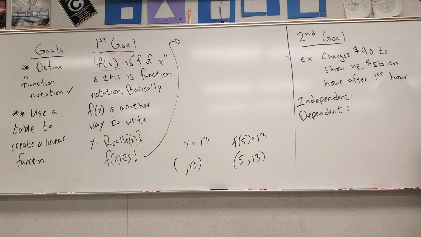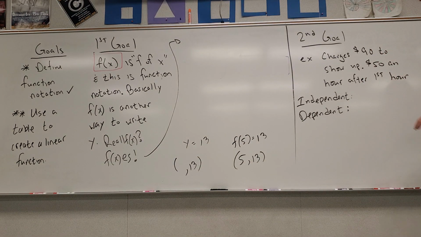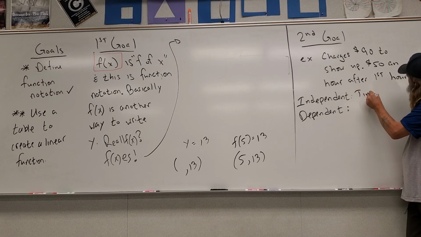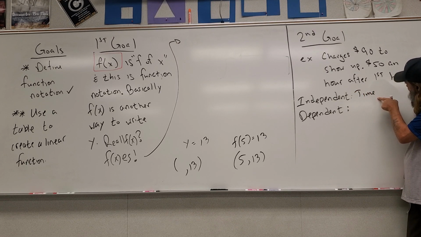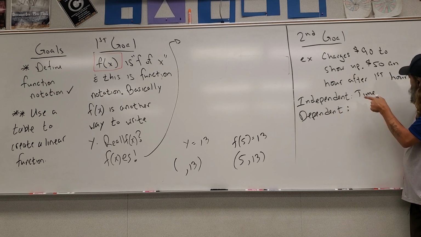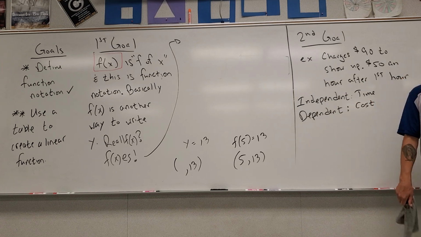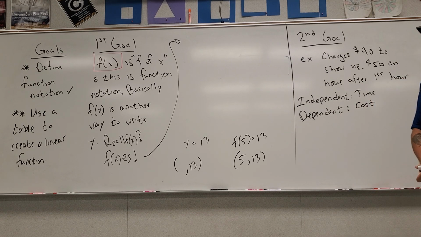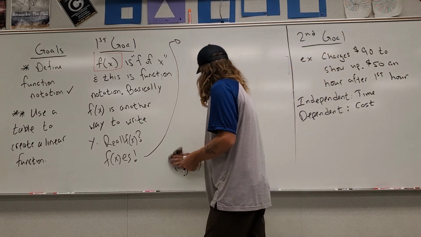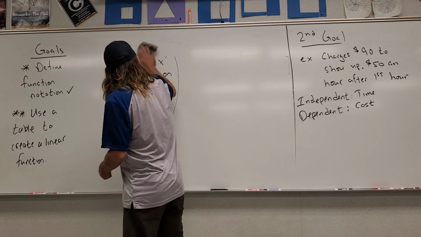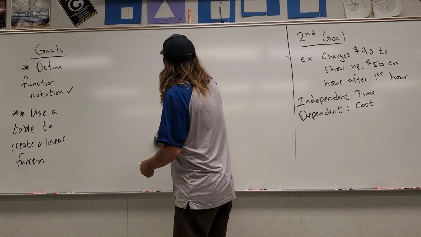So the independent variable in this situation is the time, right? And that means that the amount of time that my plumber is at my project is going to control how much this is going to cost me, or how much I'm going to have to pay my plumber. Now, again, I said I want to use a table to create a linear function. So I want to have a little bit extra space, so I'm going to erase this over here, so that I can have a lot of room.